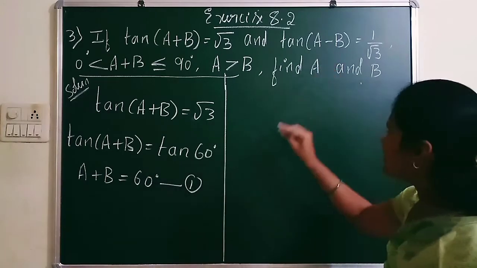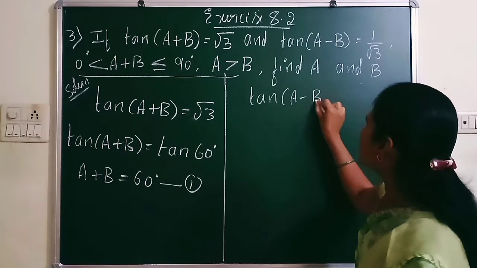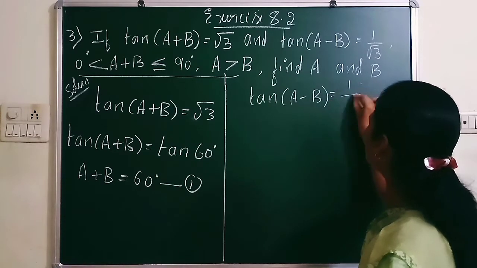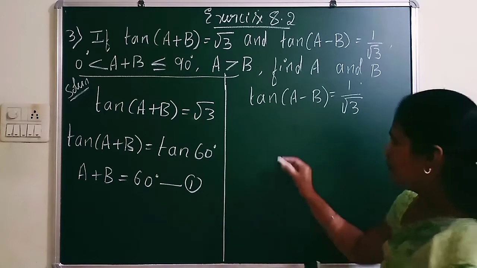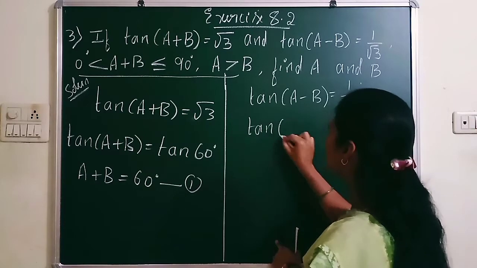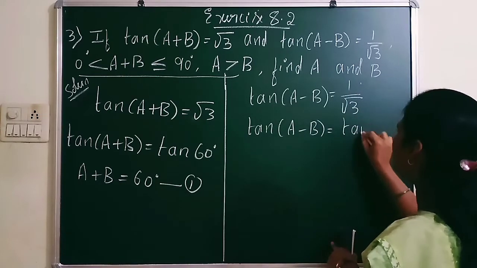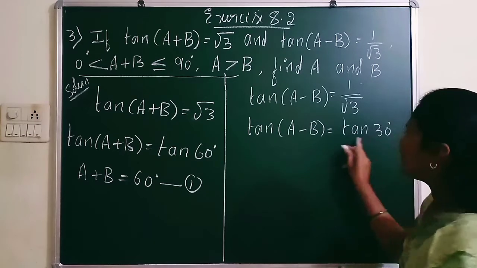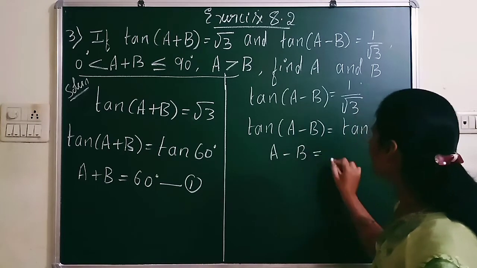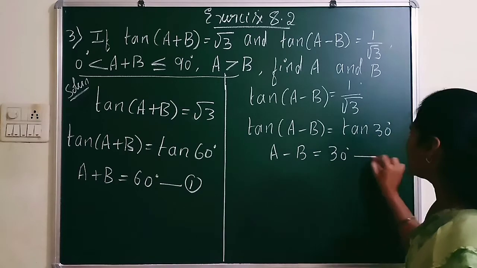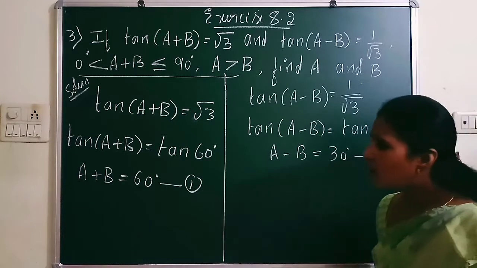And the second statement he has given, tan(A - B) equals 1 by root 3. Now observe the table. When is tan 1 by root 3? So tan(A - B) equals tan 30 degree. You can see again tan is on both sides. After removing it we get A - B equals 30 degree. So we got equation 1 and equation 2. So let us solve the two equations.